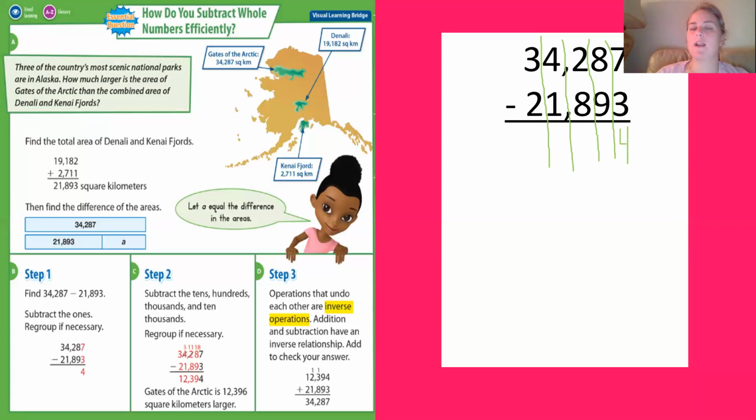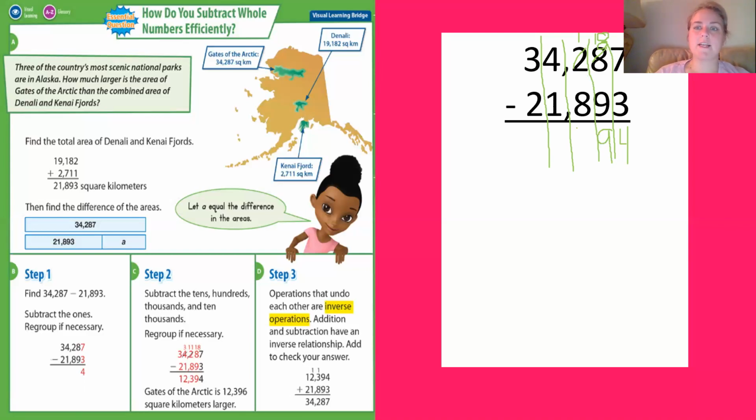So 8 take away 9. I know I can't take 9 away from 8 because 8 is a smaller number. So I'm going to have to regroup. My 8 is going to become an 18. My 2 next door is going to become a 1. So now let's look. 18 take away 9 is 9.